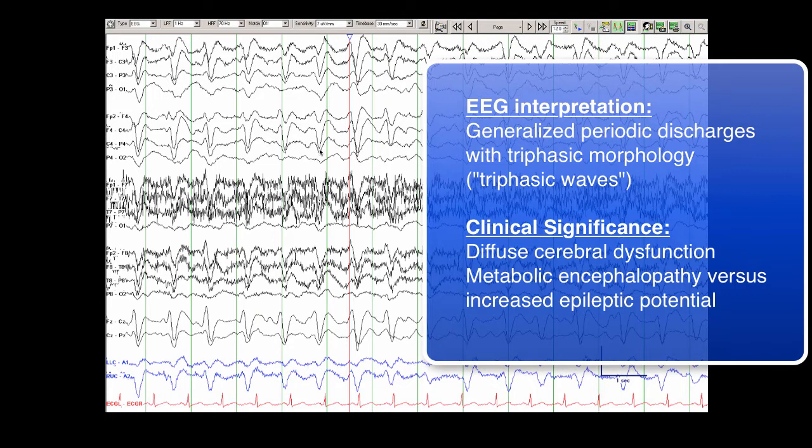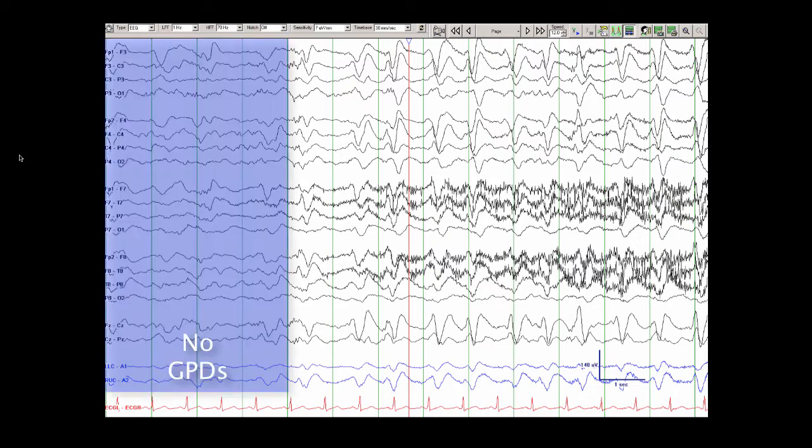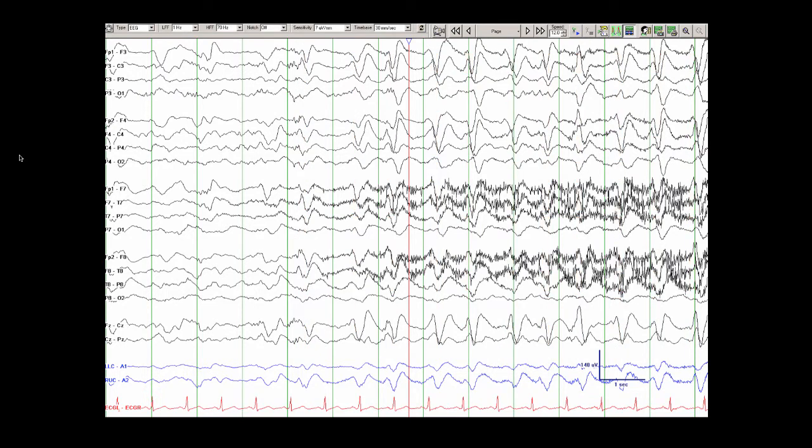Traditionally, these would be known as triphasic waves, which were often seen in metabolic encephalopathy, such as renal or hepatic encephalopathy. However, we know that generalized periodic discharges are a nonspecific finding and can be associated both with encephalopathy and with a predisposition towards seizures. Here is another example of generalized periodic discharges. You can see that on the left half of the page, for the first several seconds, there are no clear generalized discharges. Then the discharges appear on the second half of the page. Again, they are sharply contoured, have a triphasic morphology, and occur at approximately 1 discharge per second, or 1 Hertz.